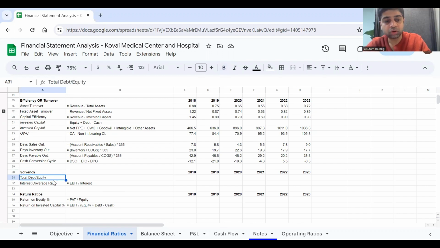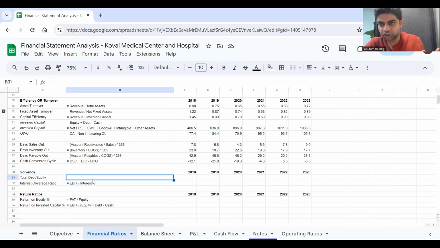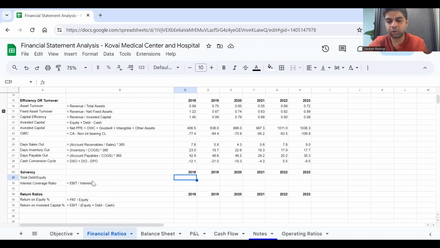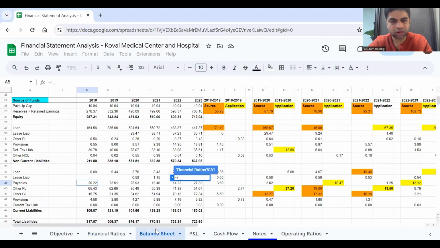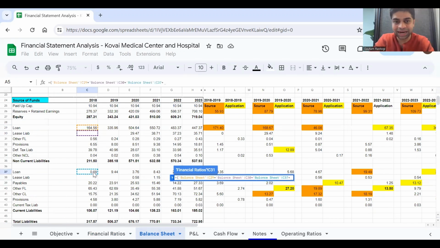All right. So there are two ratios that I think are important to cover in solvency. One is total debt by total equity. Okay. I'm sure you would have heard of this. So what's the total debt? Let me add all the debt components. Loan, I'll also include these liabilities, because technically it's a debt, and then short-term debt as well. Okay. So that's overall debt divided by equity.